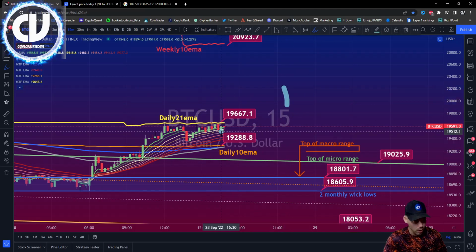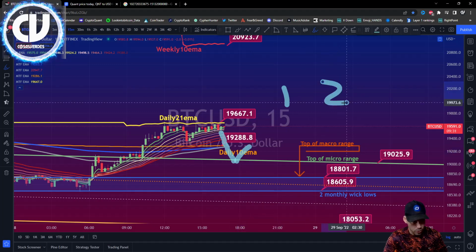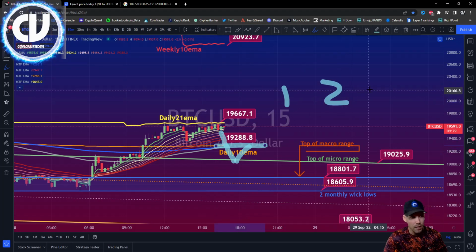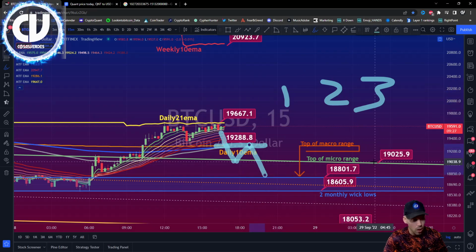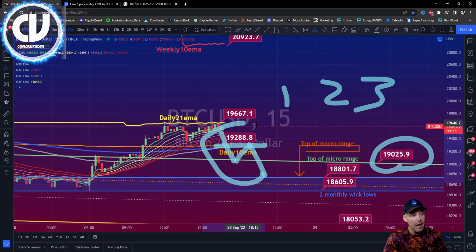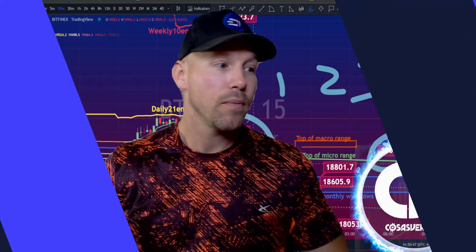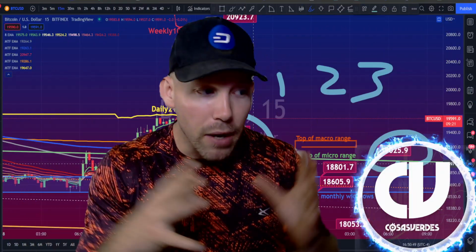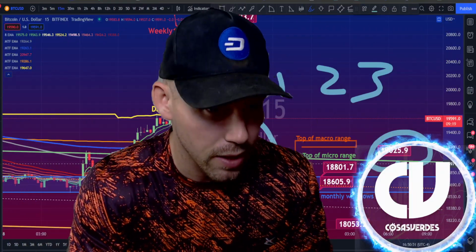Number one, it goes below the daily 10. If that happens, it has a strong chance of bouncing here. Then number two, it has to get rejected from the daily 10. And then number three, go back below this point here. In that case, you're going to have a micro timeframe edge to the downside.